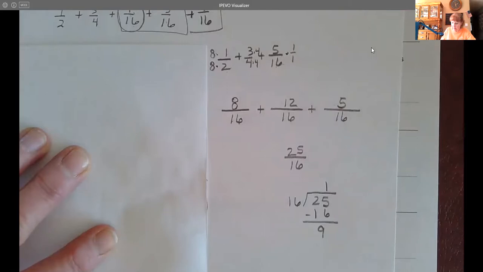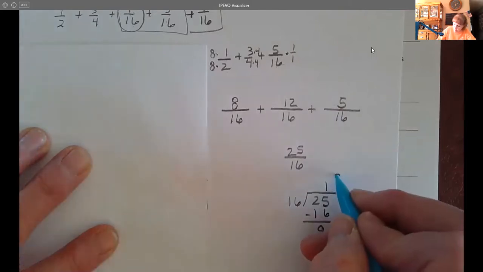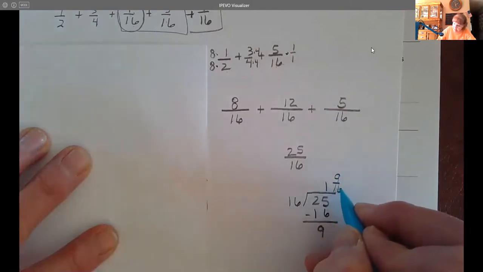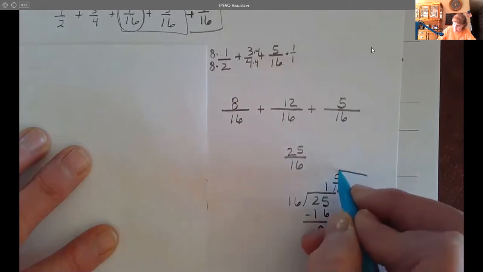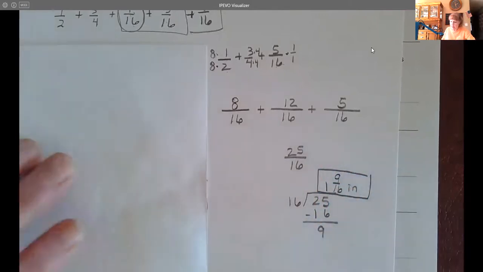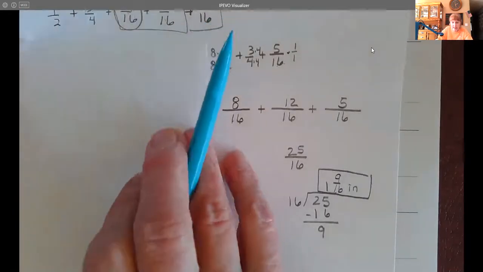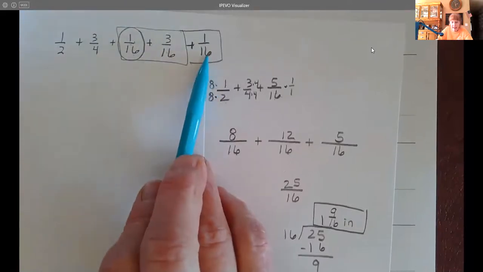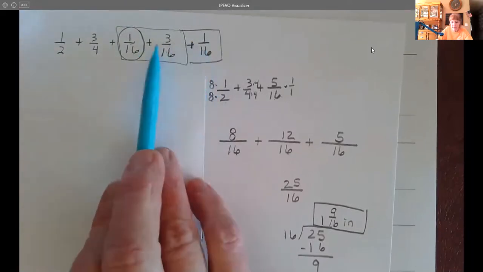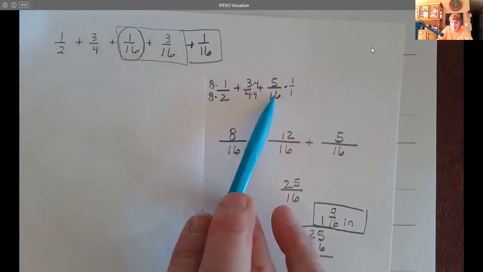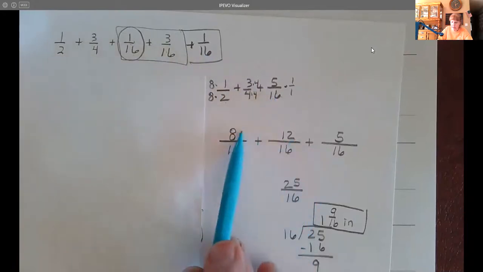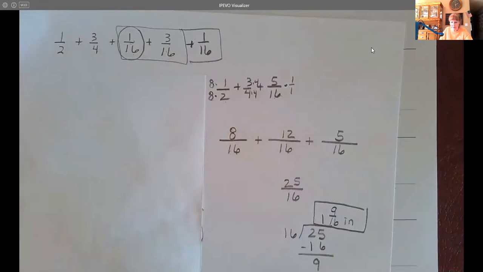So it looks like we're going to have a bolt size of 1 9/16 inches, because they wanted a mixed numeral. They didn't want the 25/16, they wanted the 1 9/16. So that's how you would do that. Again, sorry, I forgot the 1/16 here. They had 2 of those, but you do add the 16ths, common denominator, add the numerators, and then you're done.